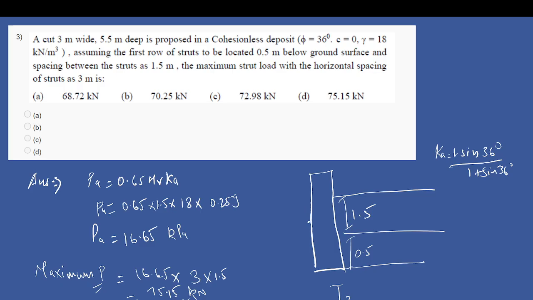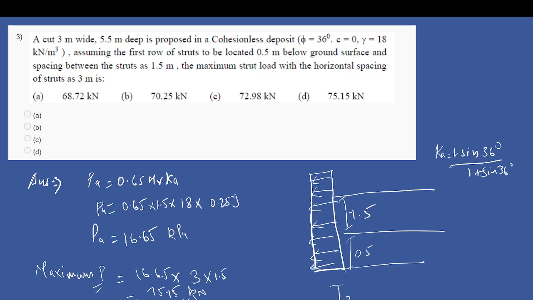Okay, yes. As you can see, first we calculate the pressure. If you are seeing this from the elevation point of view, from the bottom it's 0.5, and in between the struts it's 1.5 meter. So definitely in between these two struts you can assume the maximum pressure will act, because there is a maximum spacing of 1.5 meter between them.